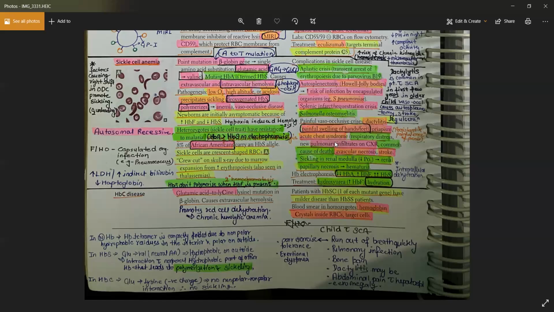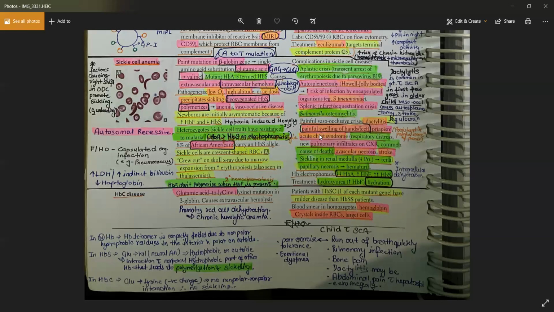It can cause respiratory distress, and it will be visible as pulmonary infiltrates on the chest X-ray. Because of the vessel occlusion in the lungs, you can have acute chest syndrome, and this is the most common cause of death in patients with sickle cell anemia. So it could be a patient having symptoms just like pneumonia: respiratory distress, pulmonary infiltrates, crackles, and all these things. And the patient can even die because of that.